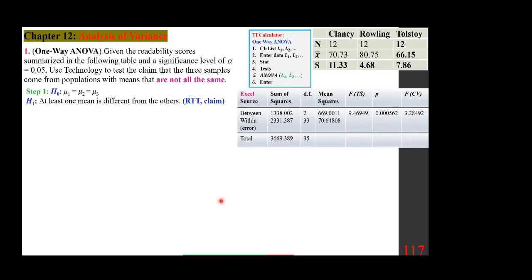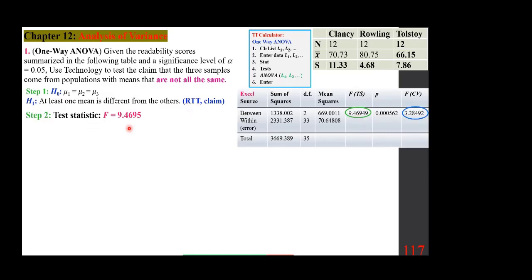So here's how we write that. Mu1 equals mu2 equals mu3. At least one mean is different from the others. It's a right tail test, and that's a claim. This is how you write it always. In this case, you may have mu sub 4, mu sub 5, and even more. So we're going to use the technology. We see the number here, 9.46949, and we write that as the test statistic.